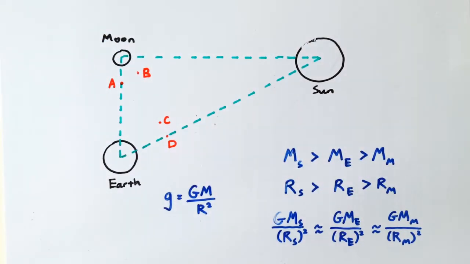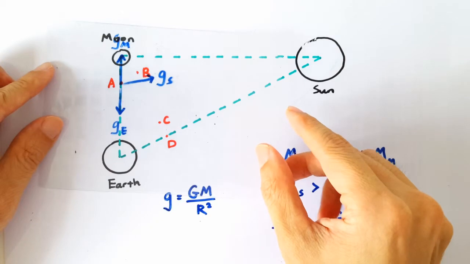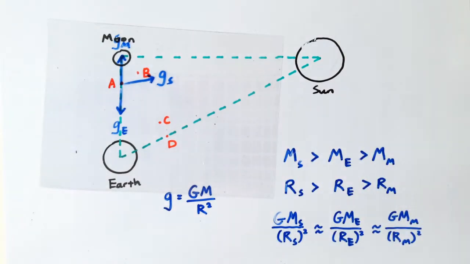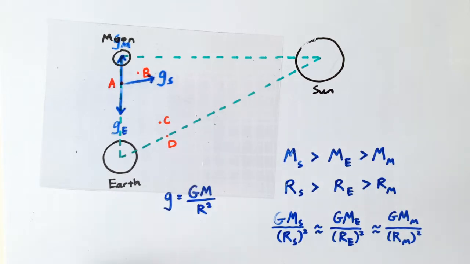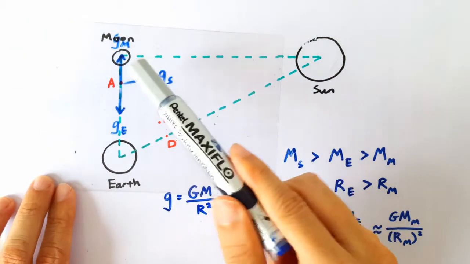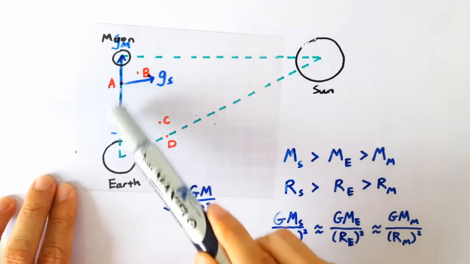Let me just quickly talk about point A, location A. At location A, even if the magnitudes of the 3 fields are about the same, they will not cancel out, for sure. That's because the gravitational field due to the Moon and the Earth are directed opposite to each other.